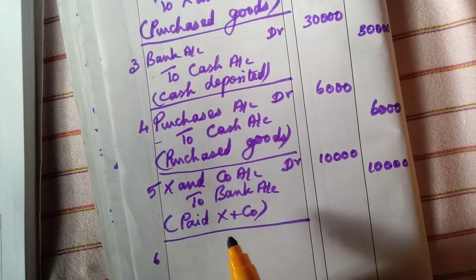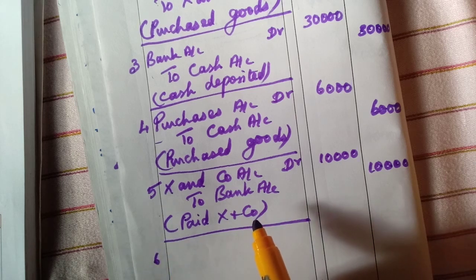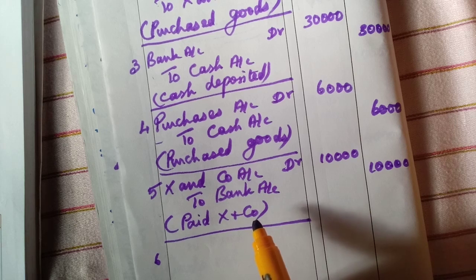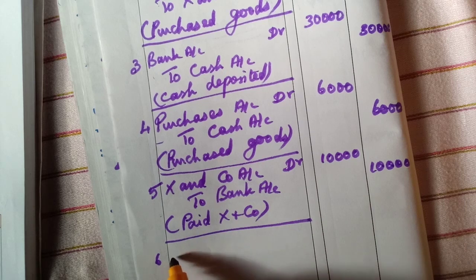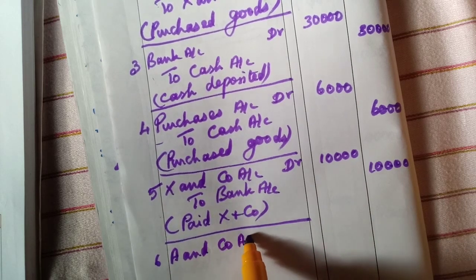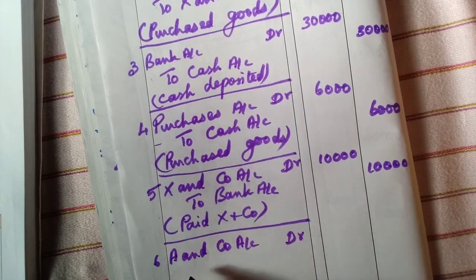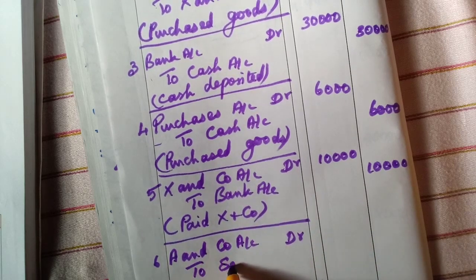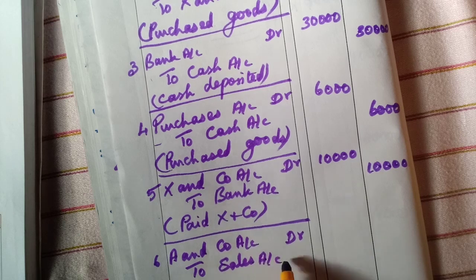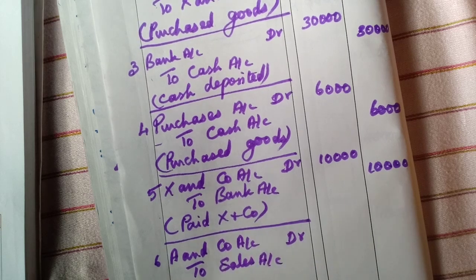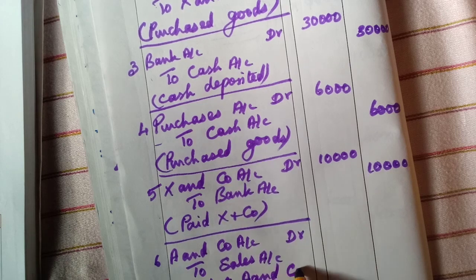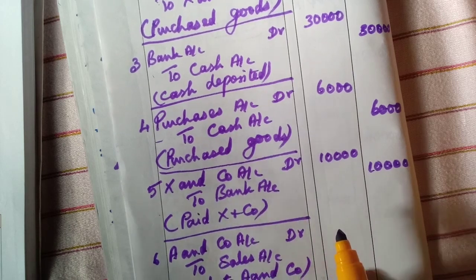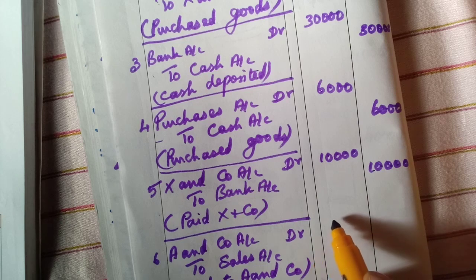Then 6. Sold 5 sarees to A & Co on credit. So here sold means sales, isn't it? Then to whom? Who is the receiver? A & Co. That should be debited. A & Co account debit to sales account. Narration: sold to A & Co. How much? 4,000.